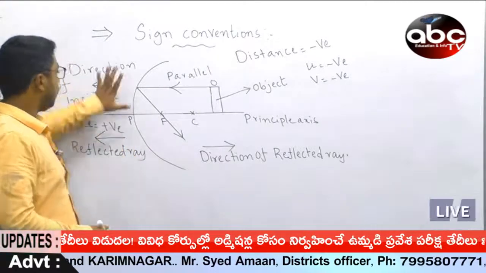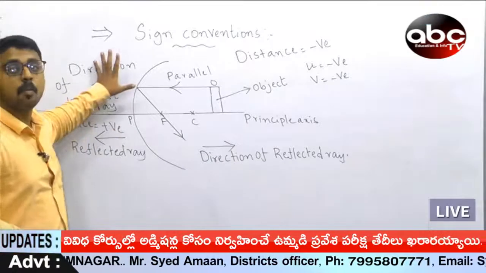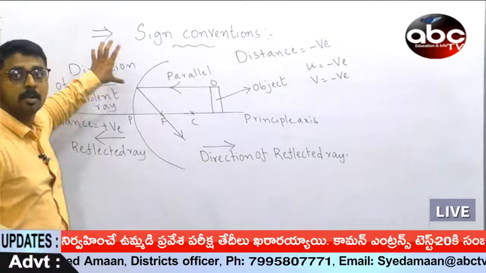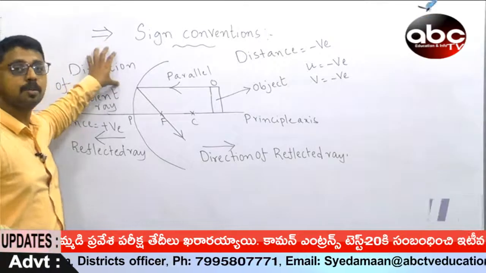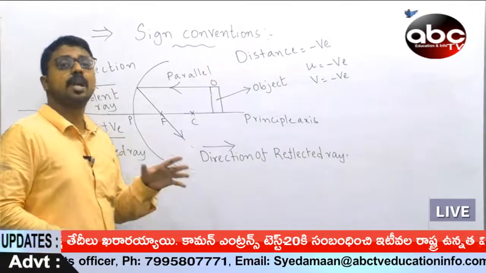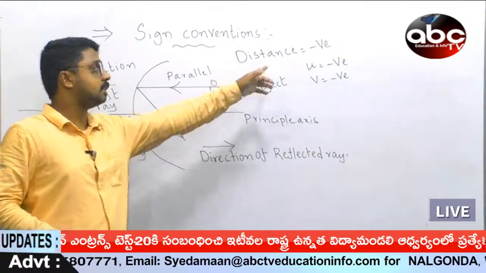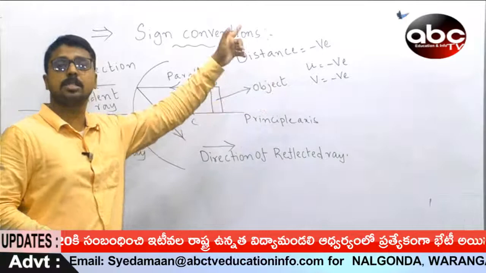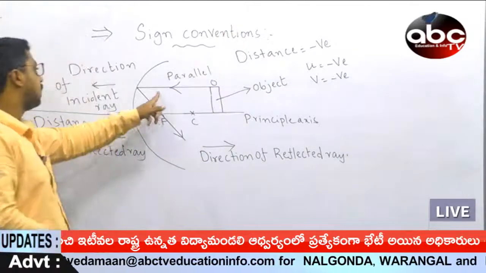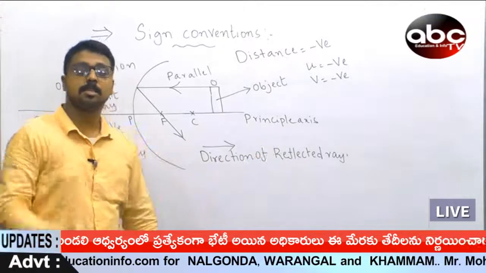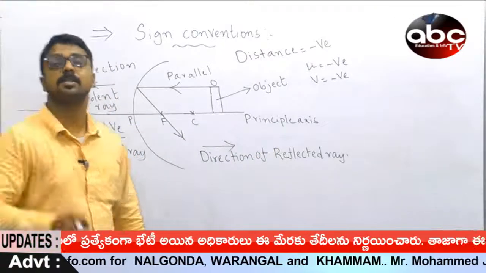So where do all these come? They come in virtual images. We are able to obtain this direction positive in the case of virtual images, but 90% of our real images you are able to obtain on this side. Because of that reason we are able to get a negative sign. That is, the incident light ray is opposite to the reflected light ray. This is the point you have to keep in mind.